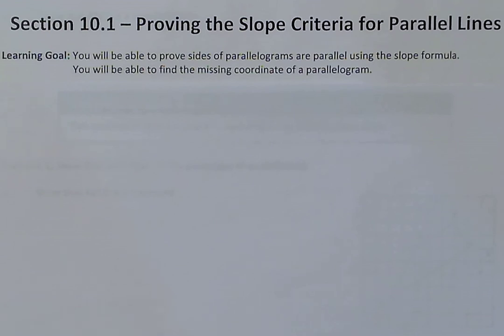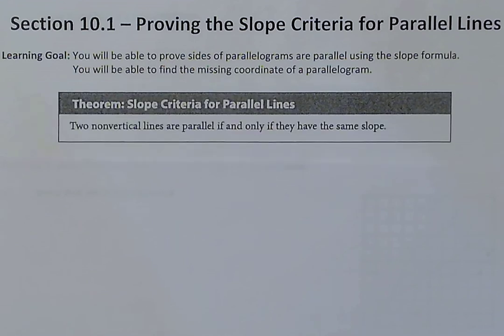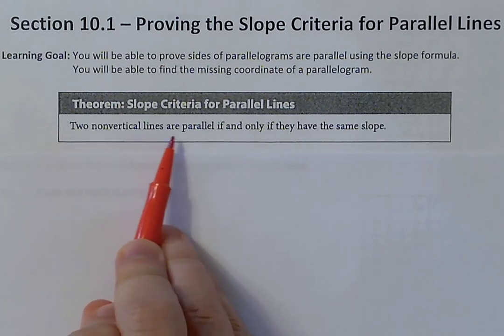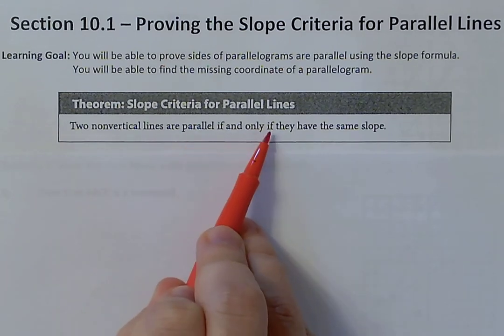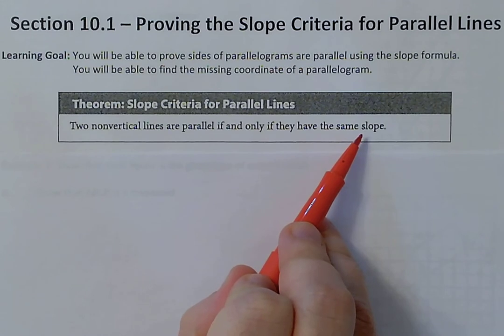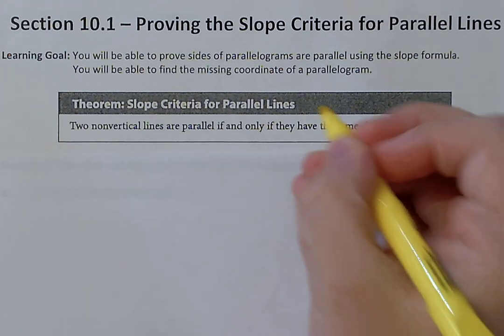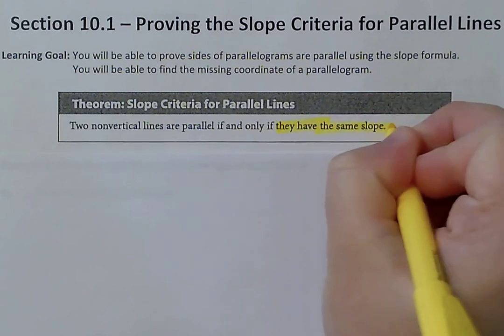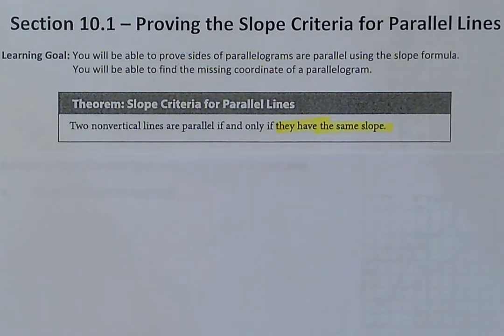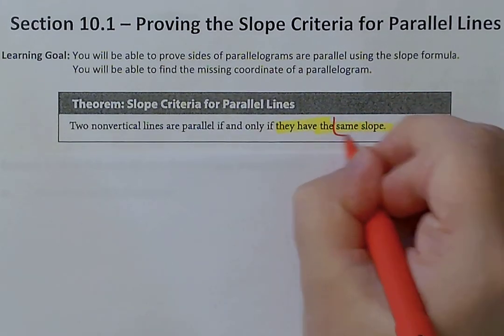The first thing that we need to look at to refresh our memory is the slope criteria for parallel lines. And this criteria states two non-vertical lines are parallel if and only if they have the same slope. So back in section 4.5, we talked about two lines are parallel if they have the same slope. And that's what we're going to remember today, that two lines are parallel if and only if they have the same slope.